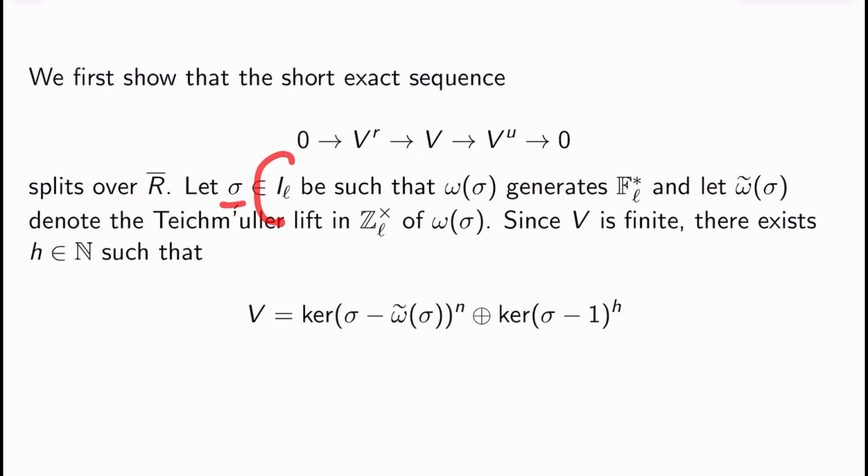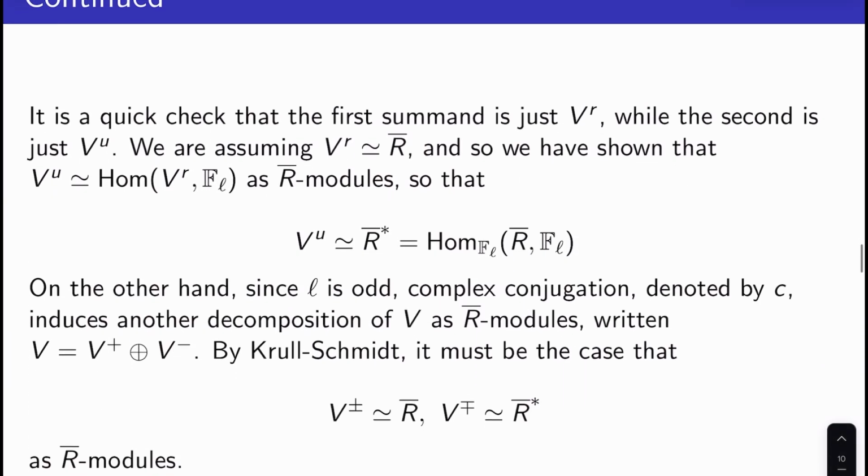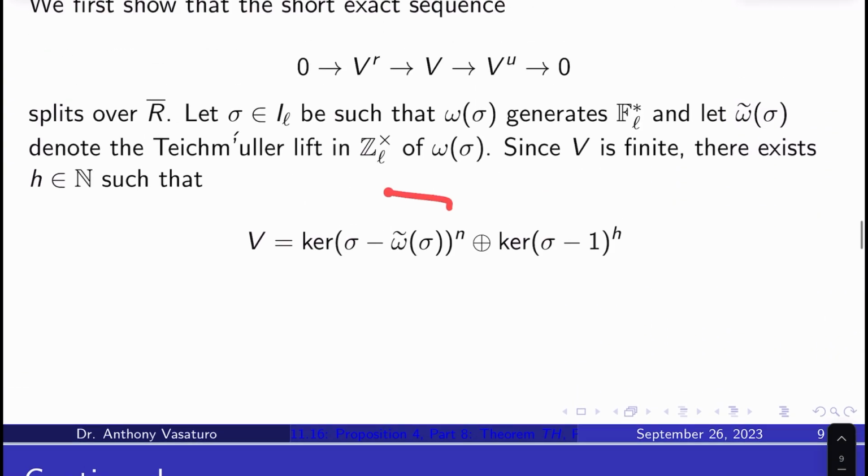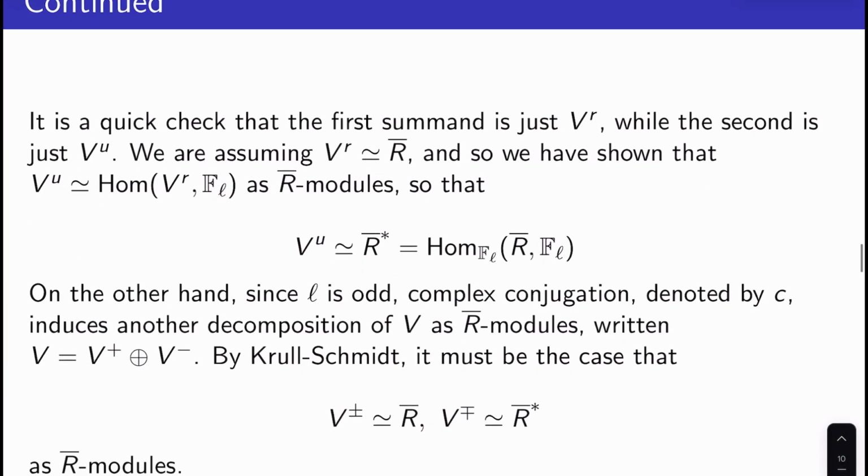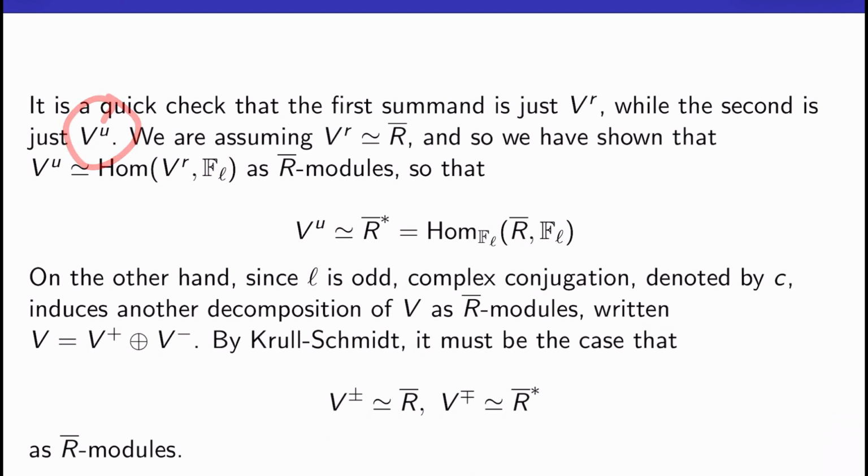Let σ in the inertia group I_L be such that ω(σ) generates F_L^×, and we'll let ω̃(σ) denote the Teichmüller lift in Z_L^× of ω(σ). Since V is finite, there is a natural number h such that V equals the kernel of (σ − ω̃(σ)^n) direct sum the kernel of (σ − 1)^h. It's a quick check that this first summand is actually just V^r, while the second is actually just V^u.